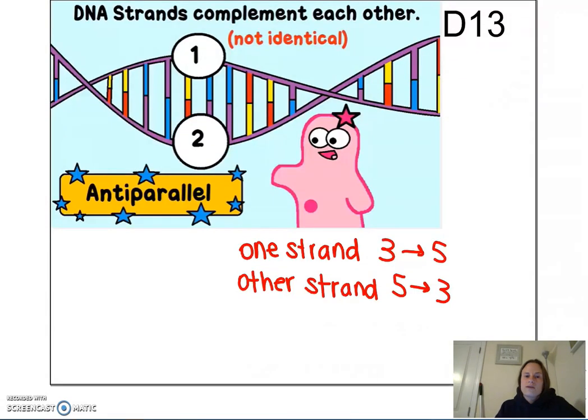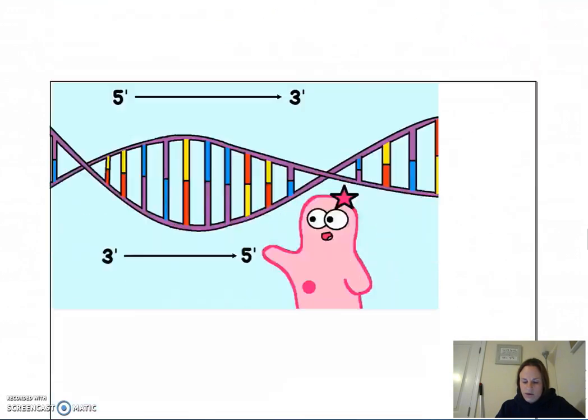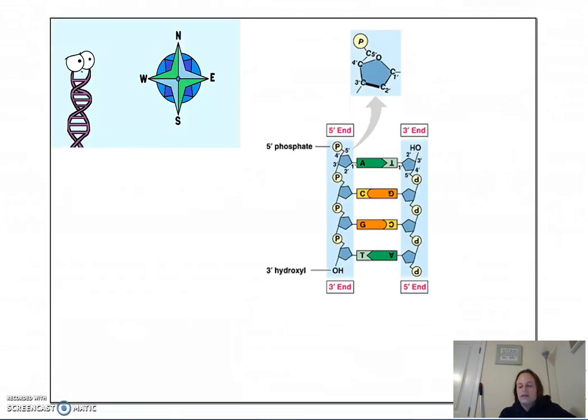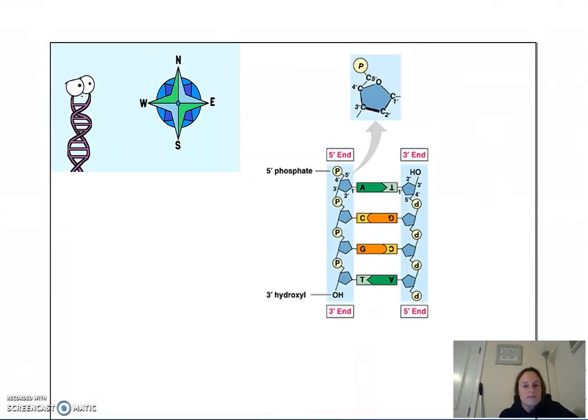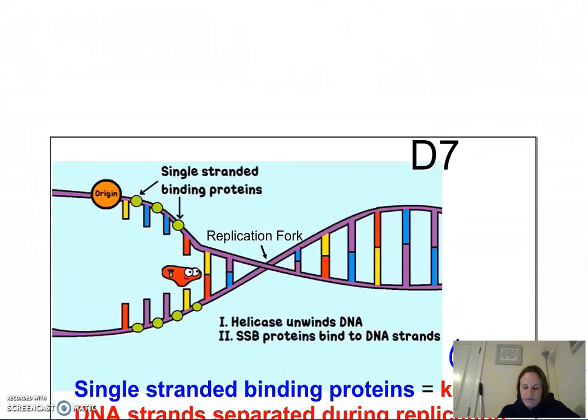So one strand is going to be called our leading strand and the other strand is going to be called our lagging strand. So how does DNA polymerase know which side is the 3' side and which side is the 5' side? The 3' side has this hydroxyl group. That's how DNA polymerase 3 can identify it.